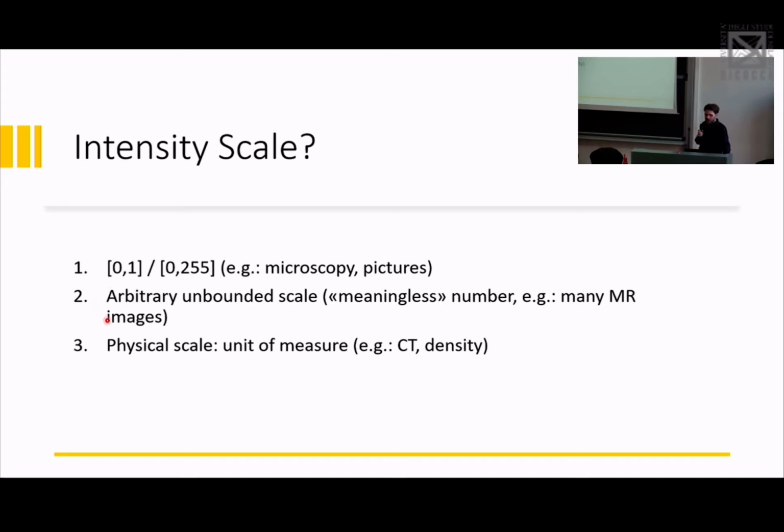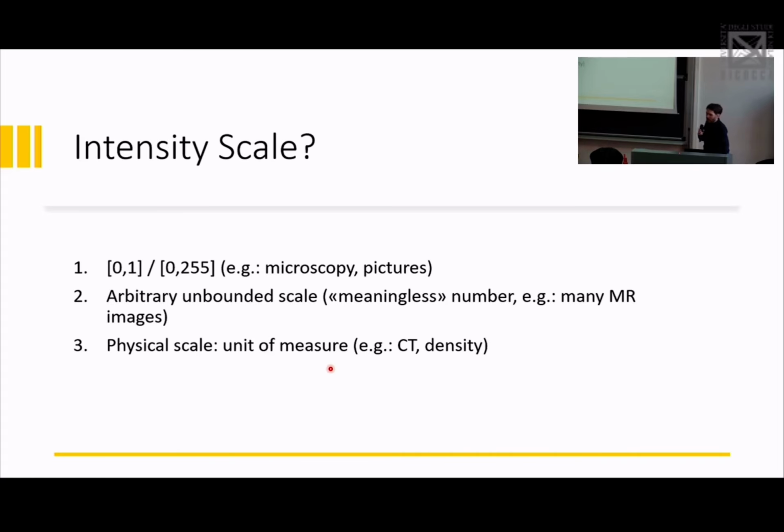But in medical images, and not only medical images, you can also have an arbitrary unbounded scale. You mean this is a meaningless number. So you have, in one pixel, 2,600. What does it mean? We don't have any clue, but it's higher than 1,000. And so you have some relative contrast between what is high and what is low. This is typical for many MR images.